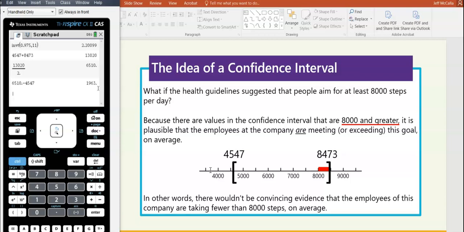Okay, so then what if the company guidelines suggest the aim is for 8,000 steps per day? Because there are some values greater than 8,000 in the plausible range there, we don't have convincing evidence that people are taking fewer steps, even though we might be thinking, yeah, our point estimate was less than 8,000, and the mean might be less than 8,000, but we don't know because 8,000 is a plausible value. If it's a plausible value, we don't have evidence to say that it's unreasonable.